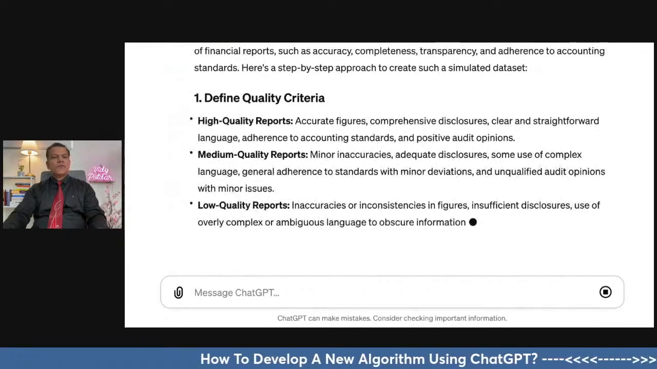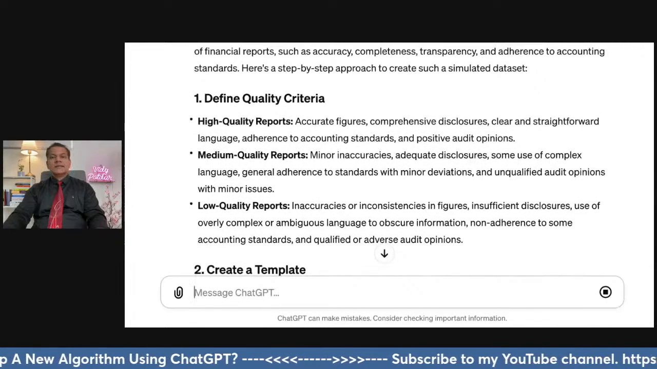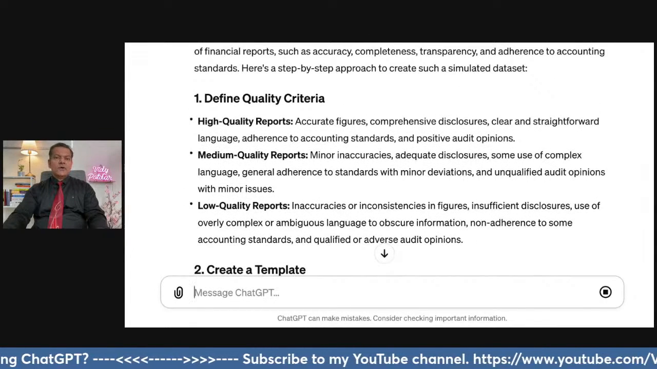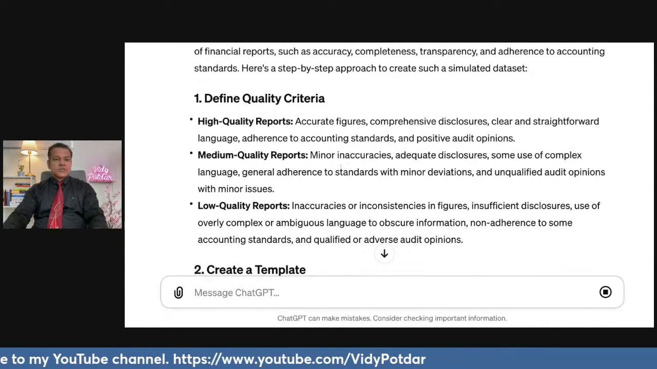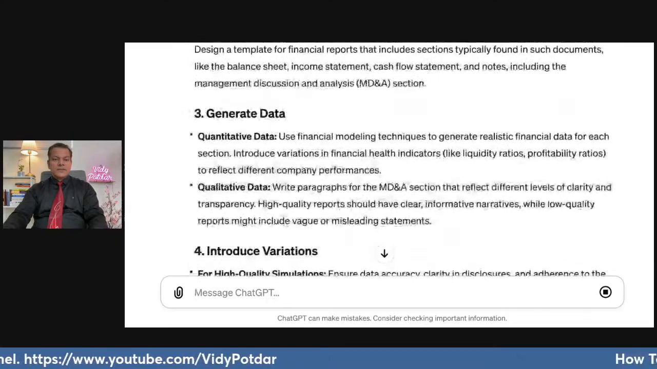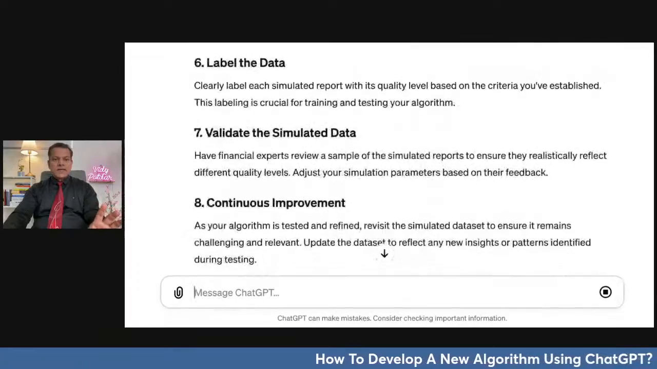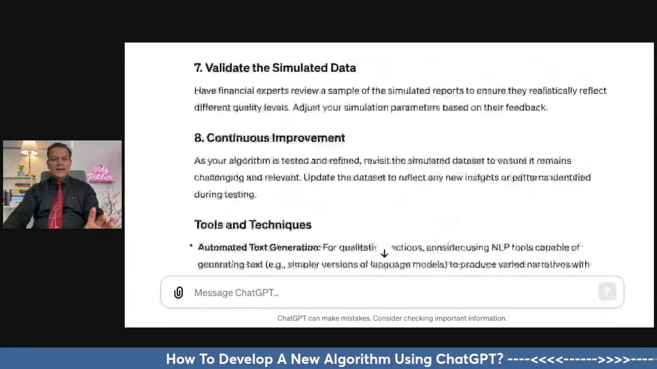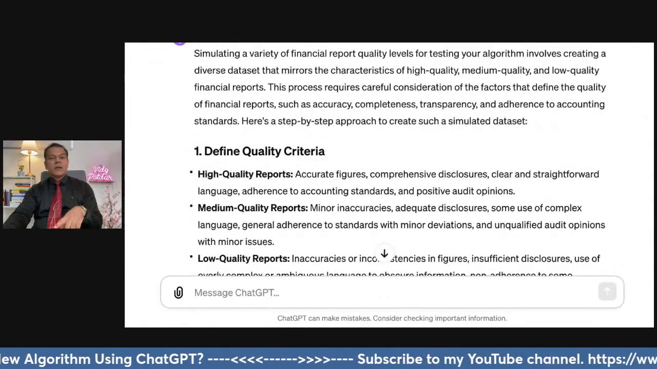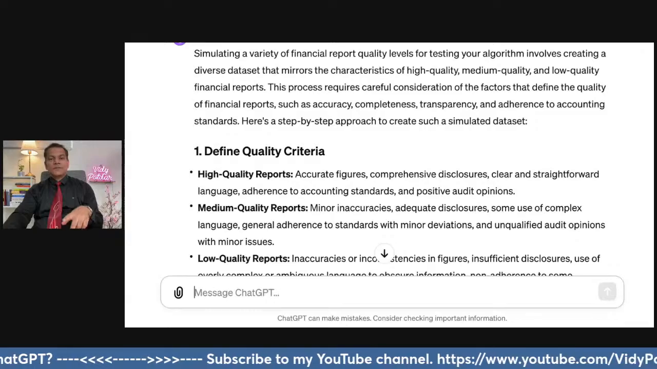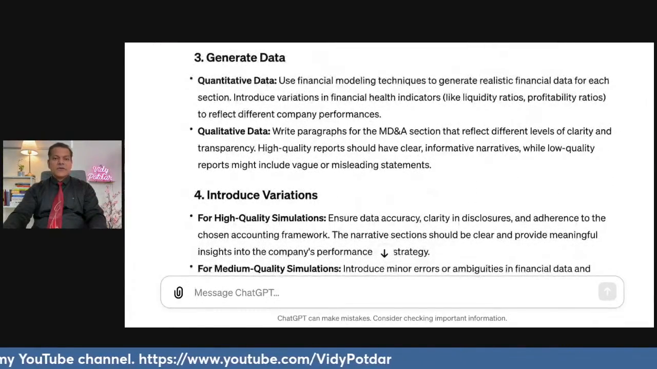So this may be useful if, for example, you do not have access to various financial reports, but you want to synthesize the data. And this is very common in research. If you do not get access to the right data, you can synthesize the data as close as possible to the real data. So synthesizing a data set of high, medium, and low quality reports could itself be another algorithm that you may have in your research. So that could be a process of additional work as well.